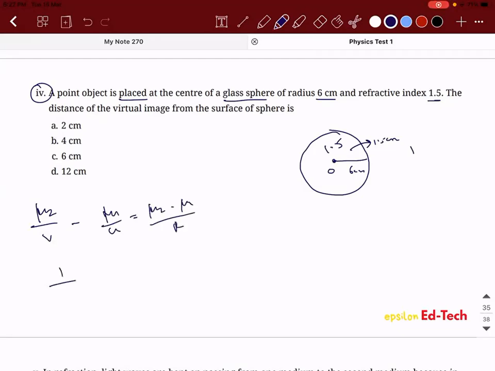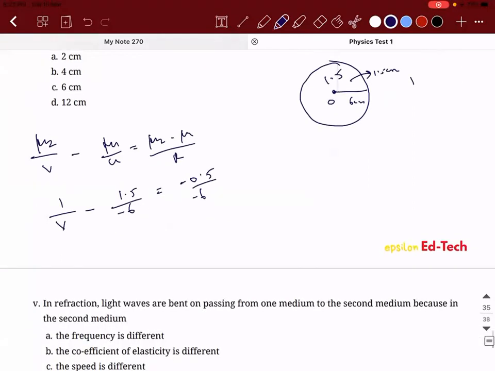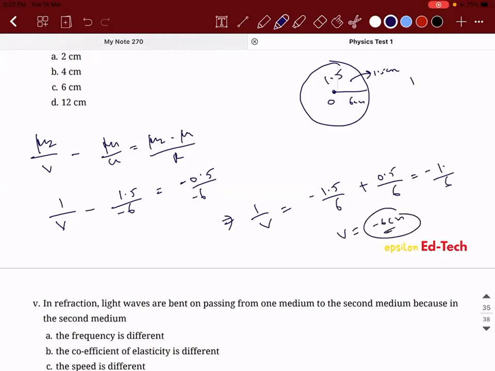So mu2 is 1, so 1 divided by v minus 1.5 divided by minus 6 is equal to mu2 minus mu1, so minus 0.5, divided by R, which is again minus 6. So it implies 1 by v is equal to minus 1.5 by 6 plus 0.5 by 6. That is minus 1 divided by 6. So v will be equal to minus 6 centimeters. So minus here indicates that it is a virtual image.